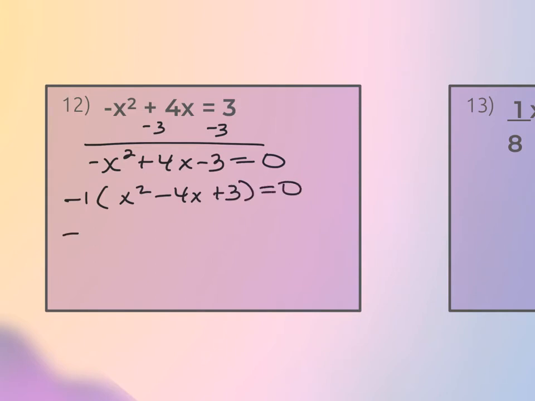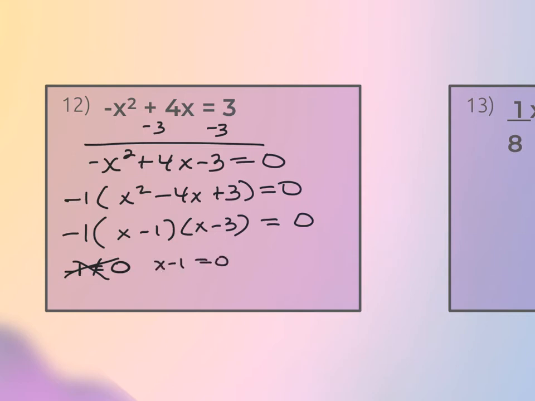And now what I need to do is factor the trinomial. Factors of +3 that give me -4 are going to be -1 and -3. Again, set each piece equal to 0. Notice when you do the GCF of -1, this doesn't make sense. There's no variable to solve for. So we really don't need to set that equal to 0 when it's a constant. Then I do need to do the other two binomials. Add 1, x equals 1. Add 3, x equals 3. So this has two solutions. It's 1 and 3.